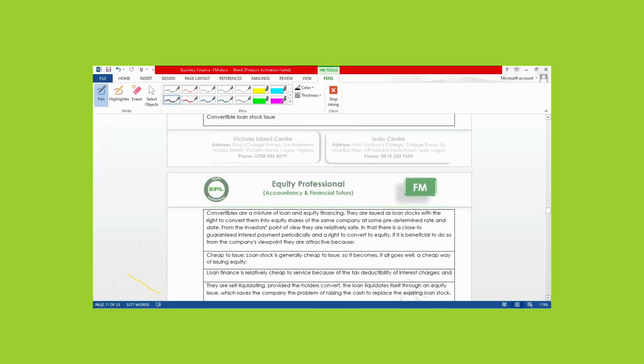All right, convertibles are a mixture of loan and equity finance. They are issued as loan stock with the right to convert them into equity shares of the same company at some predetermined rates and dates.